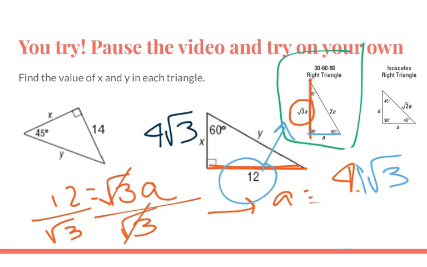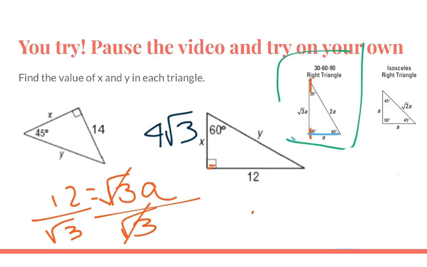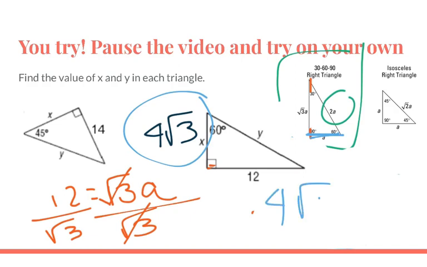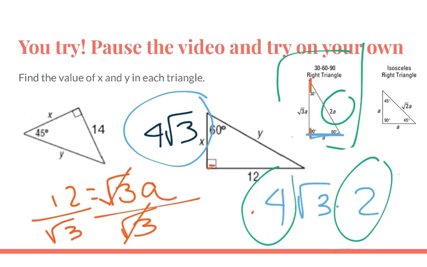Now that you have the short leg, we can really easily solve for the hypotenuse. What's my rule for the hypotenuse? It's double, 2 times a. So it's double the short leg. What was my short leg? This. So I need to take that whole thing and just times it by 2. What parts can you multiply together? The regular numbers. 4 times 2 is 8, so this will be equal to 8 square root 3.